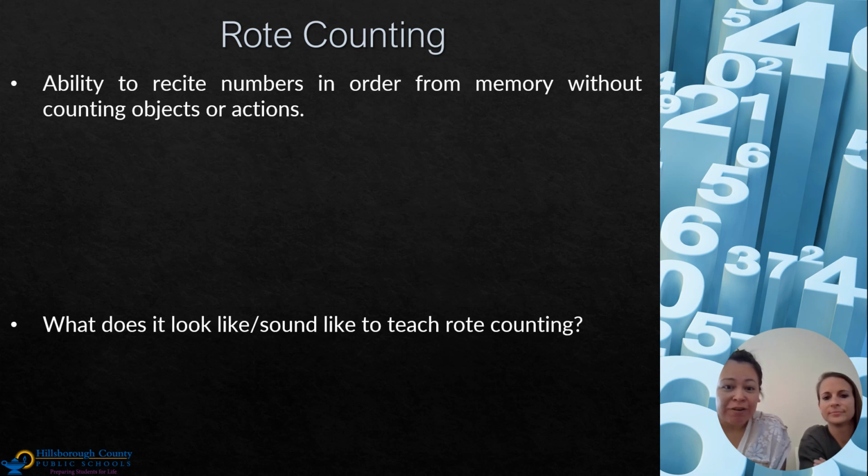All right, so the very first thing we're going to talk about is rote counting. Rote counting is the ability to recite numbers in order from memory without any objects or actions that students are doing. Oh, so it's like counting 1, 2, 3, 4, 5. Yeah, exactly. When you want to connect rote counting to when students are learning their letters or their ABCs, just because kiddos know how to sing their ABCs doesn't mean that they really know what the letters look like. So just because they can count to 10, they can say the numbers, doesn't mean they really know the numbers. Right. So thinking about that, what does that look like or sound like in a classroom?